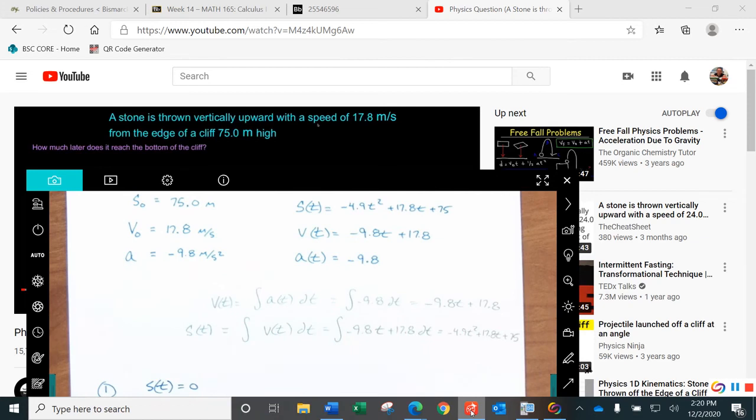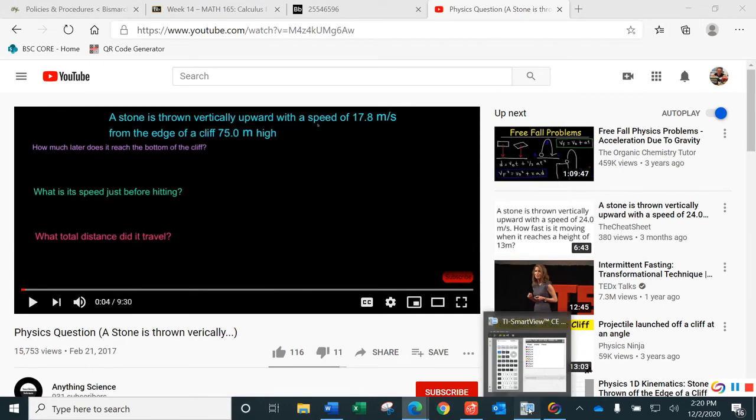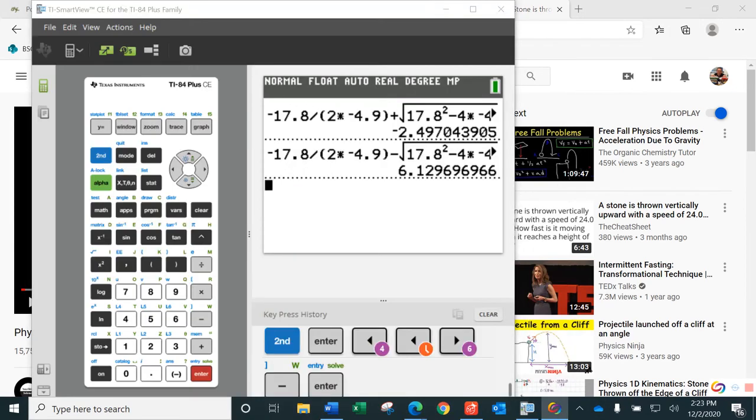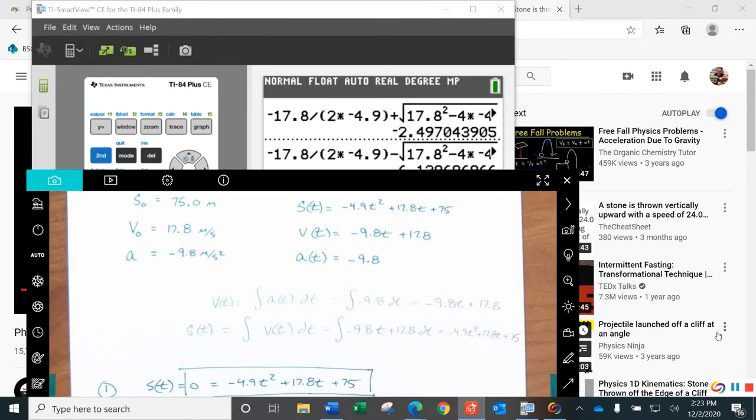The position is 0, so I'm going to find where negative 4.9 t squared plus 17.8 t plus 75 is equal to 0. Now I'm going to use my quadratic formula to solve this. Let's just take a quick moment to do that. So I got two different answers for this. I'm going to record both of these answers and then throw one away.